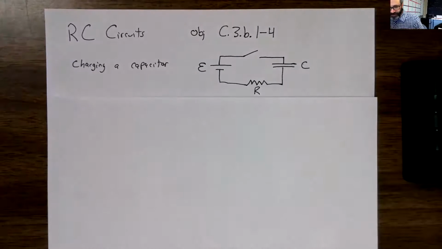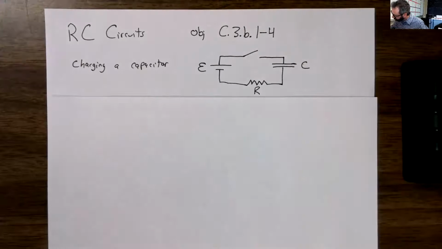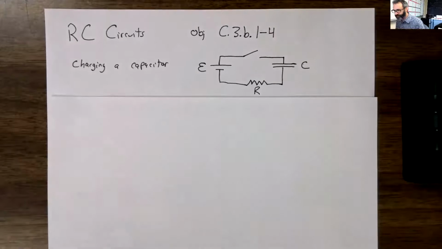All right, so what's going to happen at first when we close this switch? Any ideas? What's going to happen to the current flowing in the circuit? What's going to happen to the charge on the capacitor? Charge is going to increase in the capacitor, and then nothing's going to happen to the resistor probably. Well, you're right that the charge is going to increase on the capacitor.